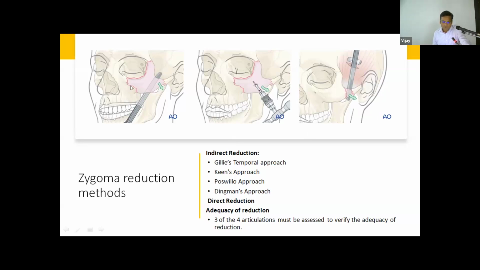Another commonly used approach is Keen's approach, in which we give a vestibular incision and insert our zygoma elevator and reduce it. Other percutaneous approaches include the Carroll-Girard screw. We give a stab incision over the body of the zygoma and insert it and manipulate it to reduce it. Whenever we do reduction, we should verify at least 3 articulations out of the 4 articulations.